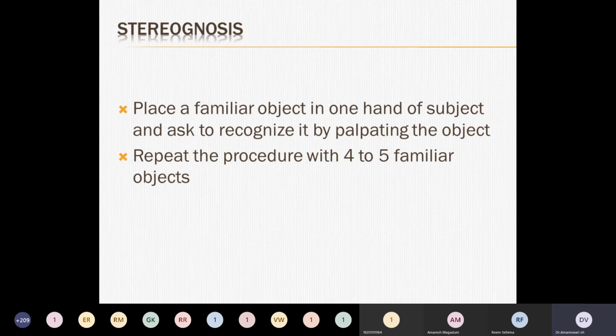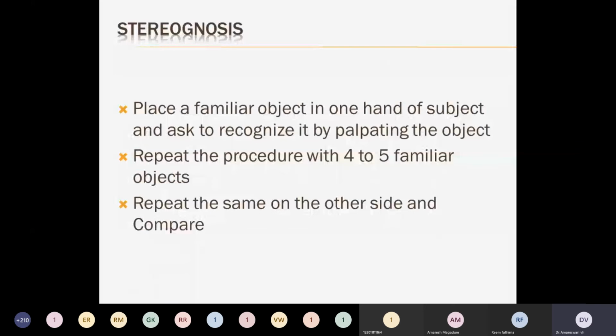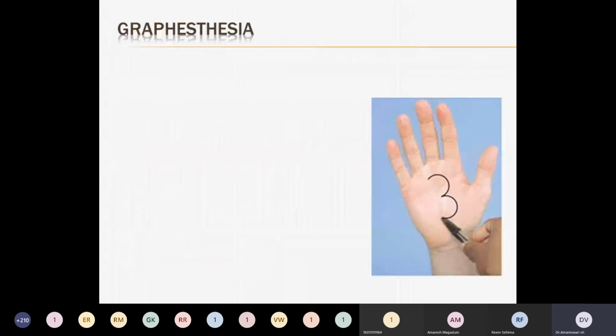Don't show it before. Eraser, everybody knows this is the eraser. Pen, everybody knows this is the pen. Keychain, everybody knows. Mobile also you can give. So ask the subject to identify, not using visual stimulus. He has to close the eyes, and with one hand feel it and tell you. Repeat the same on the other side and compare. Report the finding. So this is stereognosis.